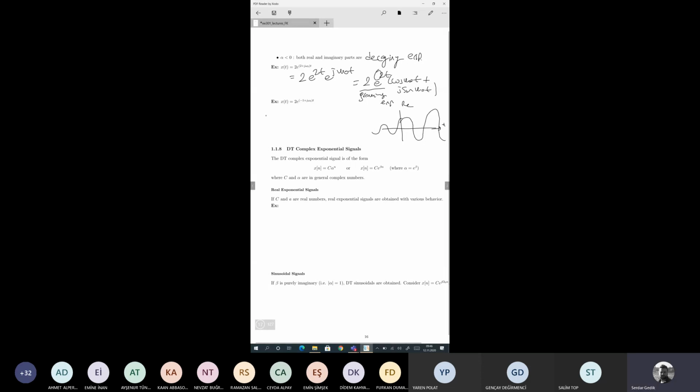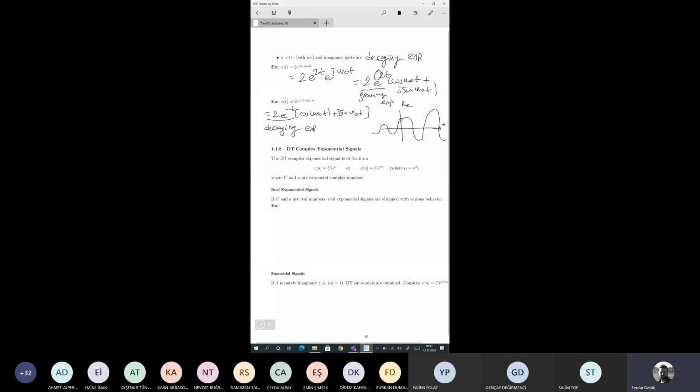Well, the next example is just the opposite. I have 2 to the power minus t cosine omega 0 t plus j sine omega 0 t, and in that case, this part is decaying exponentially.